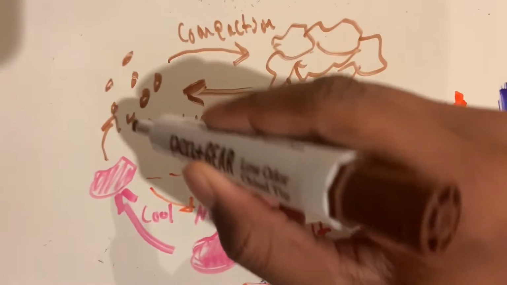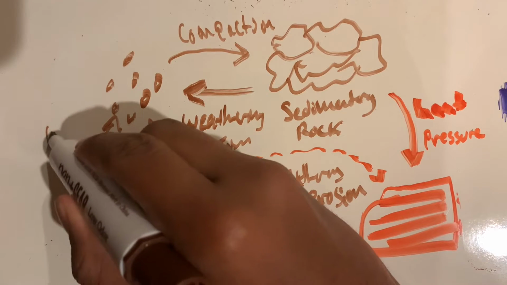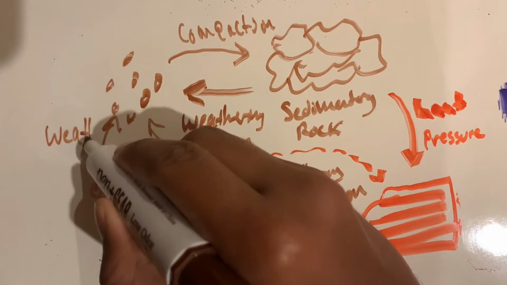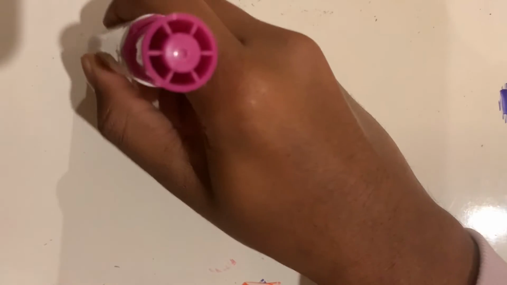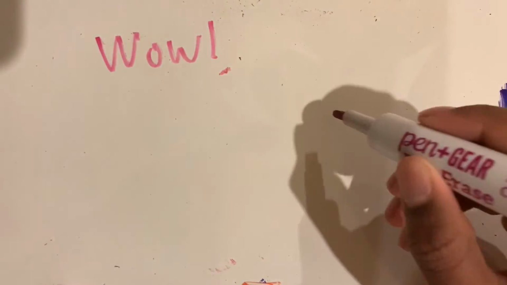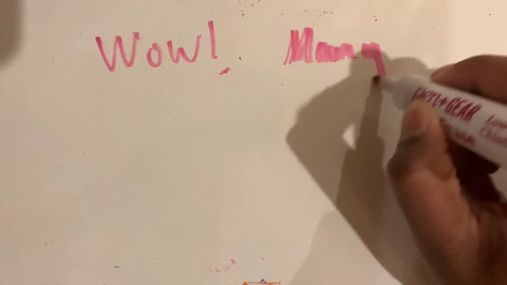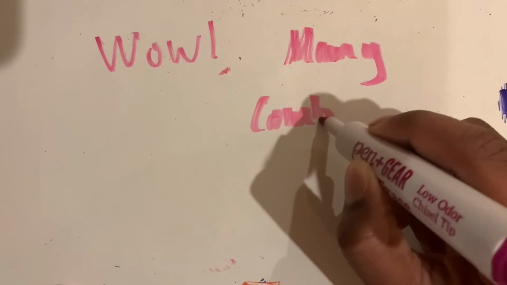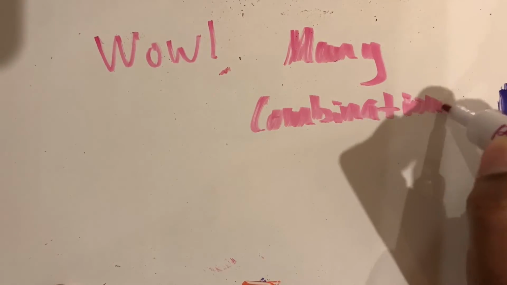Lastly, if the igneous rock is left subject to weathering and erosion, it can turn into sediment and complete the cycle. Wow! As you can see, there are a lot of combinations for the rock cycle to flow in. Every rock has its own path and continues to transform throughout its time on Earth.